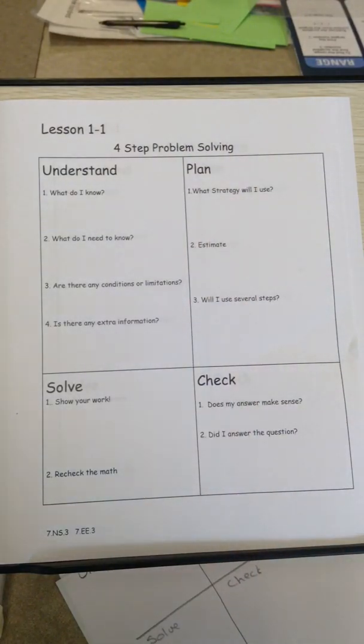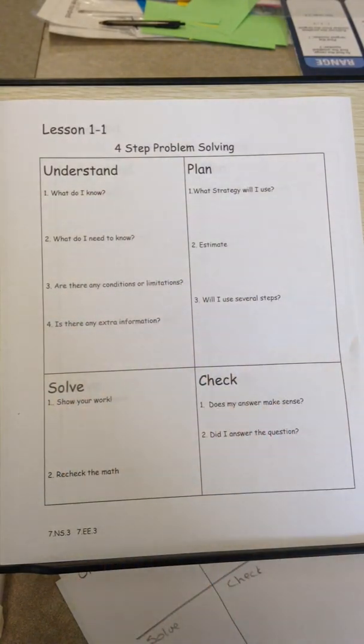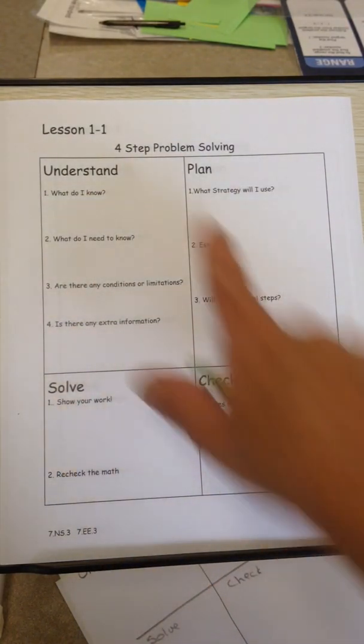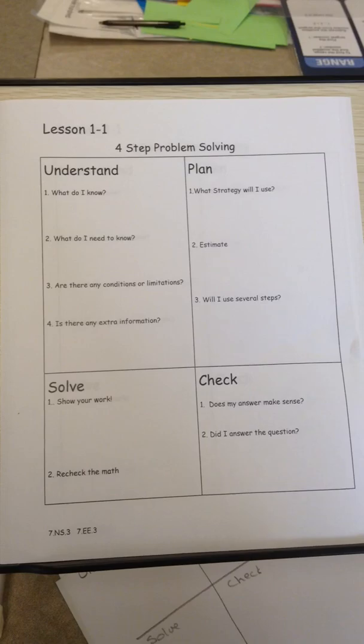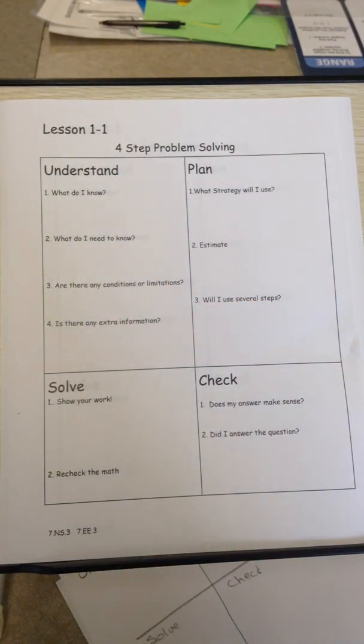So this is a box that we use to solve word problems. Not just word problems, any kind of math problem, but this is the 4 steps that we use when we're solving a problem. So the first thing that we want to do is understand. What do I know? What does the problem say? What information can I get out of it? What do I need to know? That's what question I need to answer. Are there any conditions or limitations?